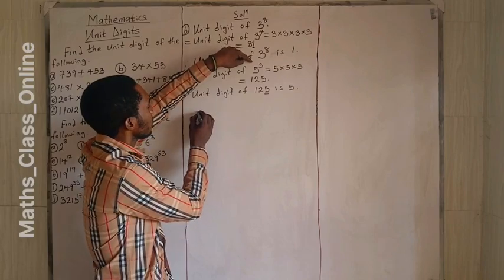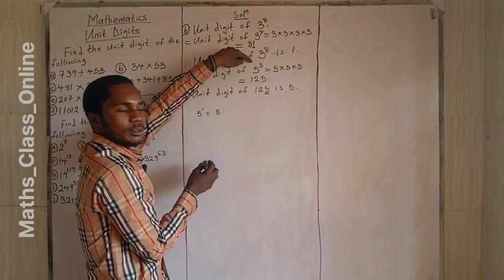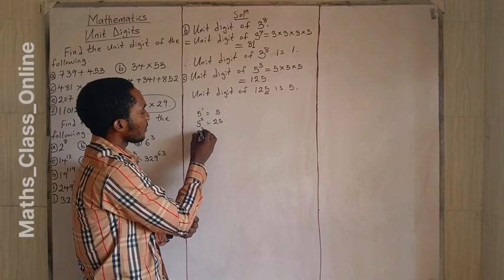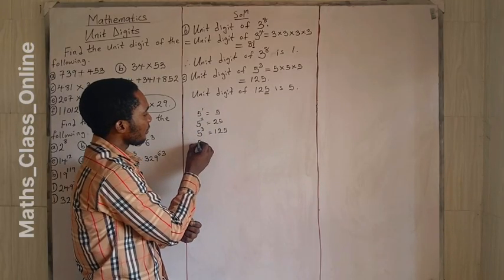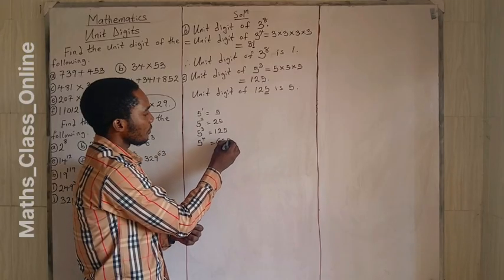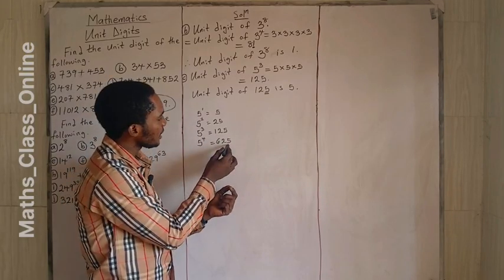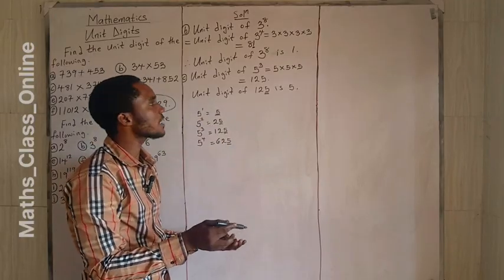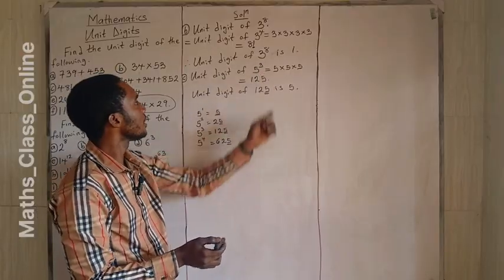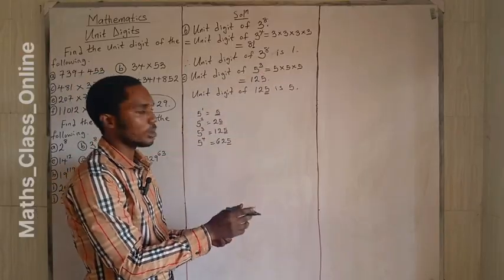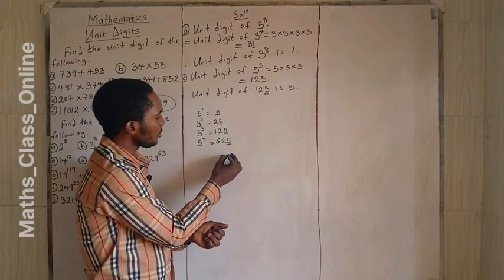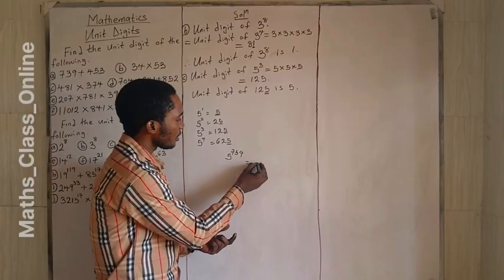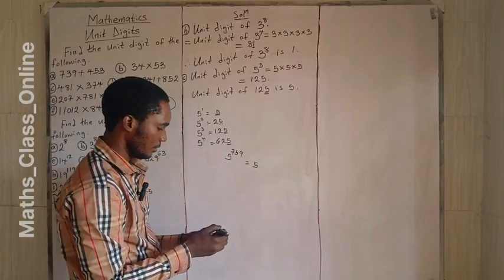Note one thing. If I have 5 raised to the power of 1, I will have 5. 5 raised to the power of 2, that is 25. 5 raised to the power of 3, 125. 5 raised to the power of 4, 625. What can you notice here? The unit digit is always 5. That means the unit digit of any positive power of 5 is 5. If you are to find the unit digit of 5 raised to the power of 759, we don't have to stress ourselves. We just write 5. The unit digit is 5.